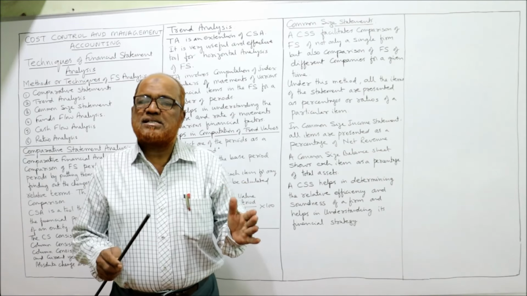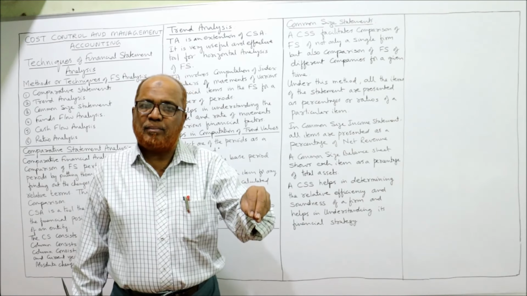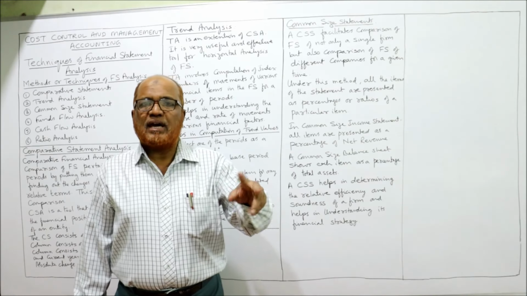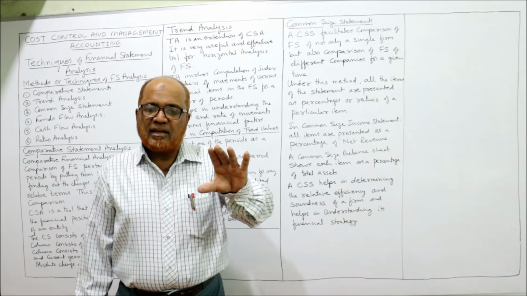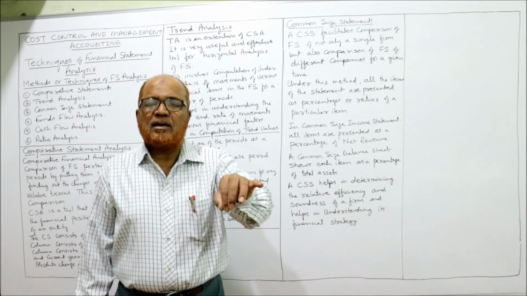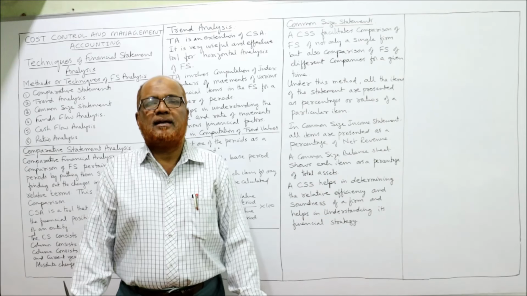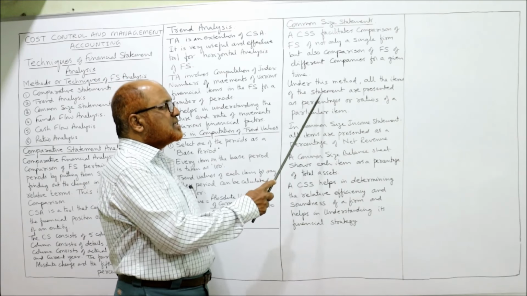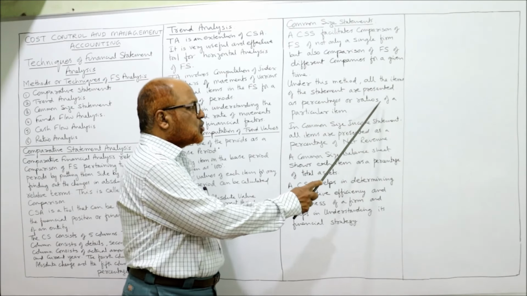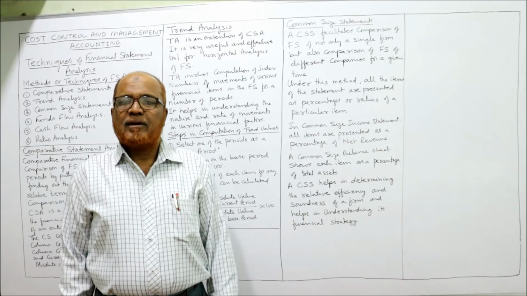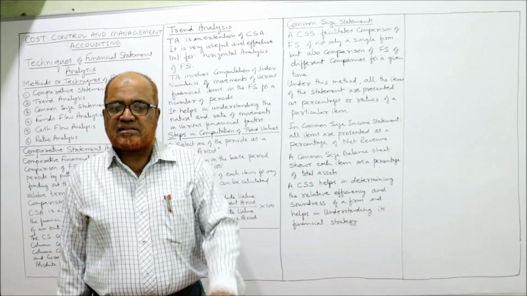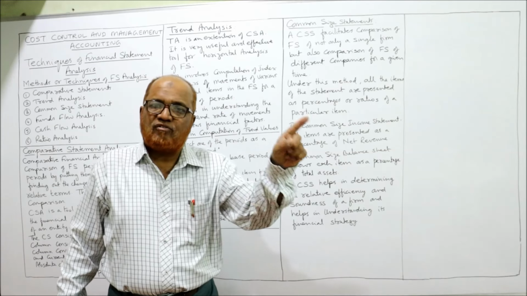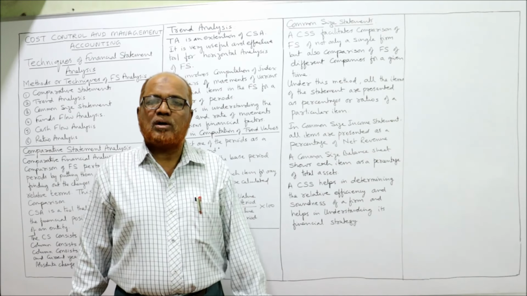So this common size statement can be used even for the single firm, or we can make use of comparison of different firms. For both we can make use. That means making a common size of the single entity or making a common size of multiple entities. So how to make the common size here? Under this method, all items of the statement are presented as a percentage or ratio of a particular item. We select a particular item as base. We express all other items as a percentage of base. That's what we call common size.